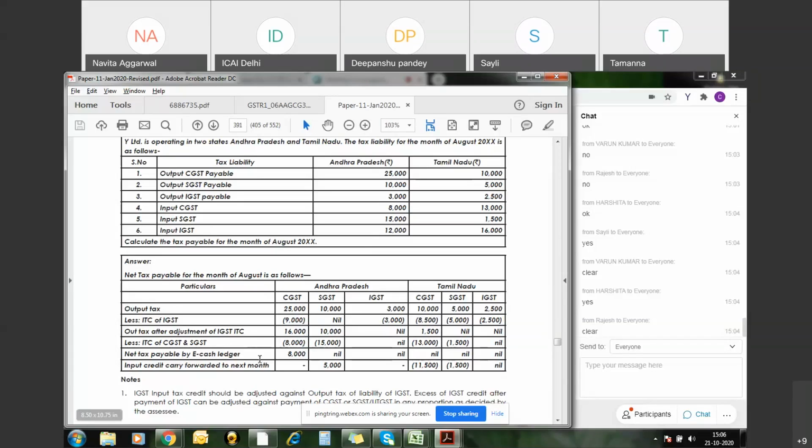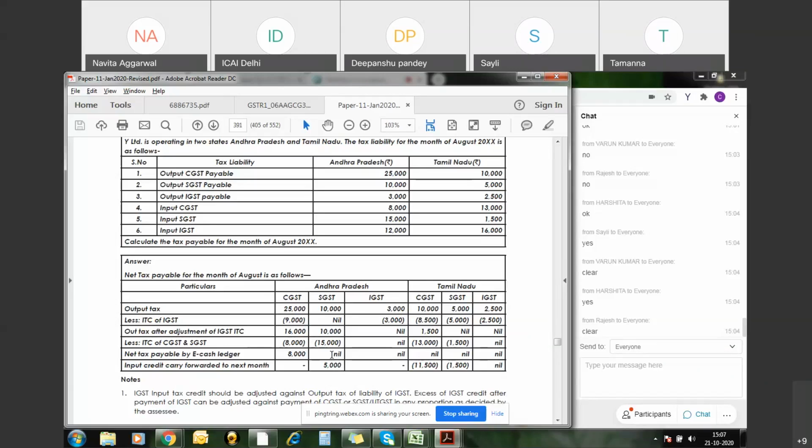So simply put the input CGST against the liability of CGST and the input of SGST against the liability of SGST. What you get? You get that there is still a liability under CGST, whereas there is an input ITC still unutilized available under SGST. So now these two cannot be settled off. So what we will do? We will pay 8,000 in cash and carry forward 5,000 of ITC available under SGST for the next return period.